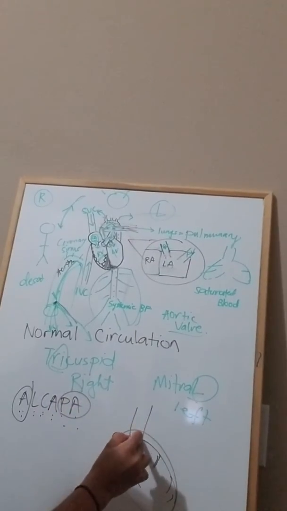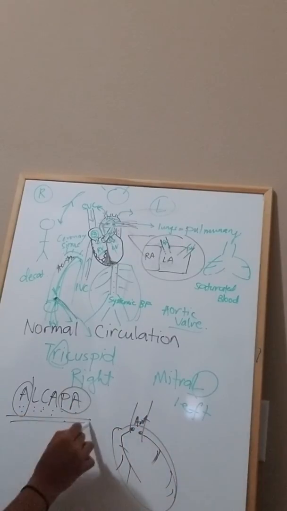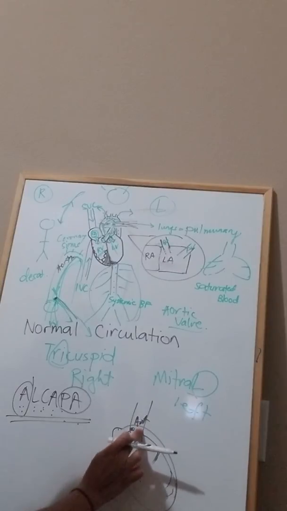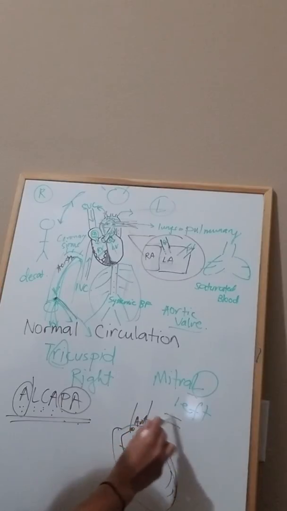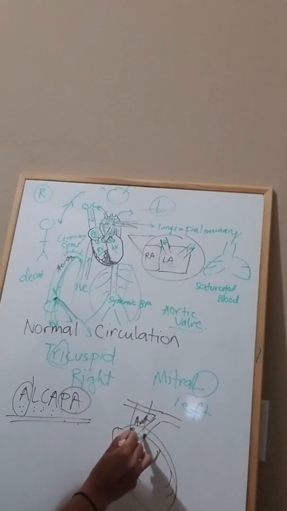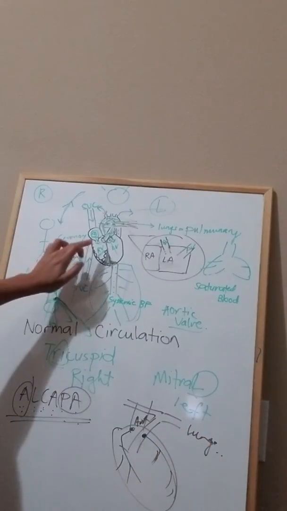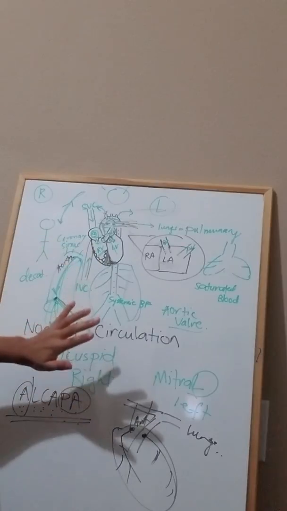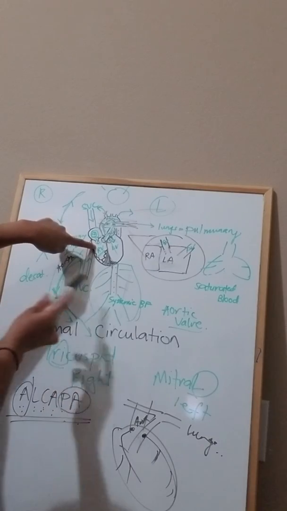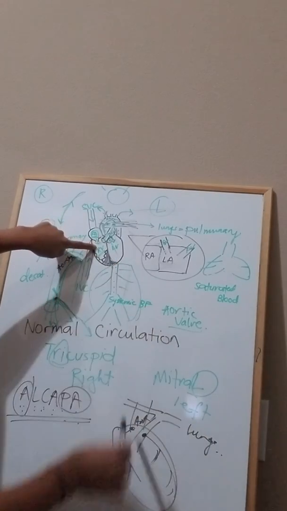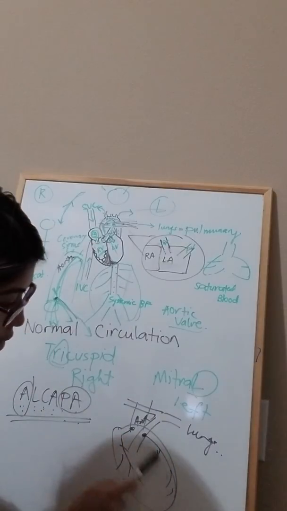Both of them should be from the aorta, but in this ALCAPA, which is a congenital defect, it's not coming from the aorta, but from the pulmonary artery right here, which goes to the lungs. And like we discussed earlier, the blood in the pulmonary arteries is from the right ventricle, which is our desaturated blood. It means it doesn't have enough oxygen. So this side of the heart gets oxygen, this side of the heart doesn't get enough oxygen.